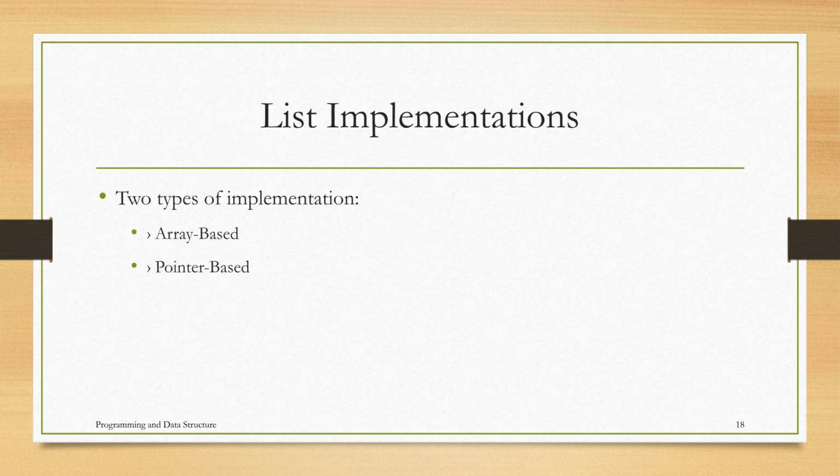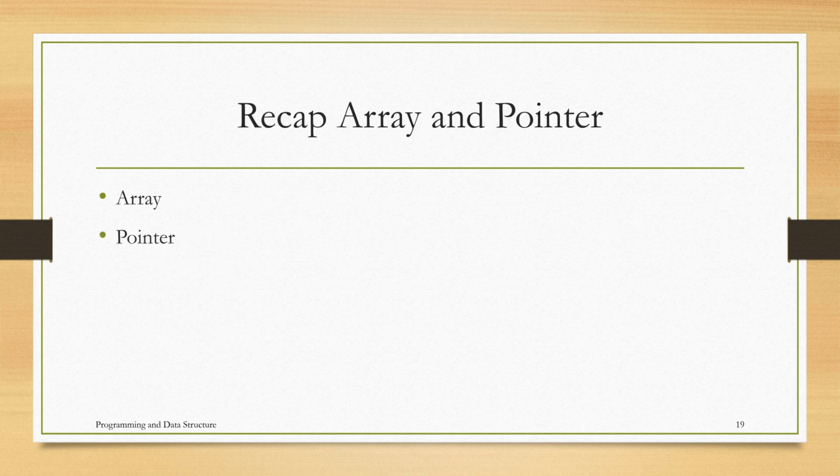There are two main ways to implement lists: array-based and pointer-based implementations. Each has its own characteristics and use cases. Let's recap arrays and pointers. These are fundamental concepts for understanding how data can be organized and accessed in memory.